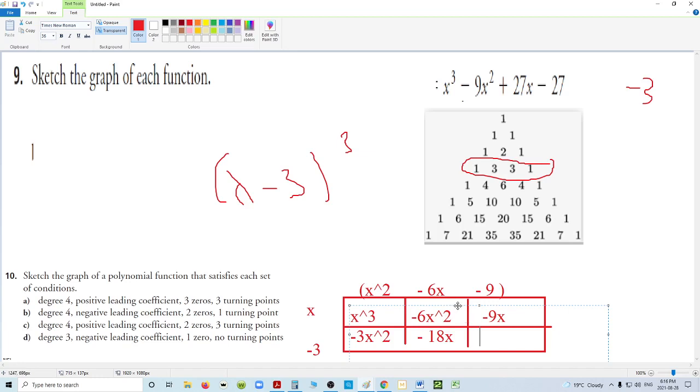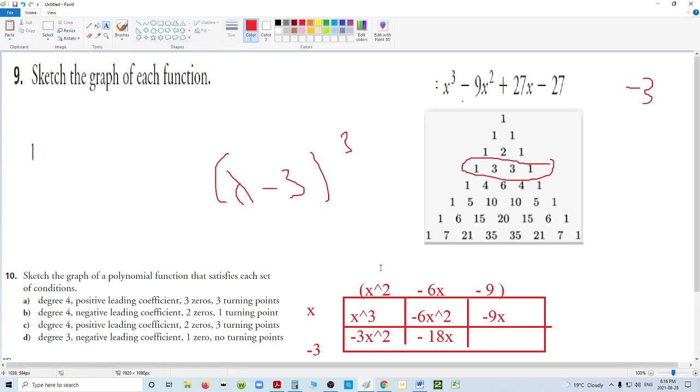Oh, I know what I did wrong. That first expansion is not minus 9, it's plus 9. That first expansion there is a plus 9. So that means it's going to be plus here. No, it's going to be minus here. No, it's going to be a plus here. And this last one's going to be a minus 27. So that's the only expansion.